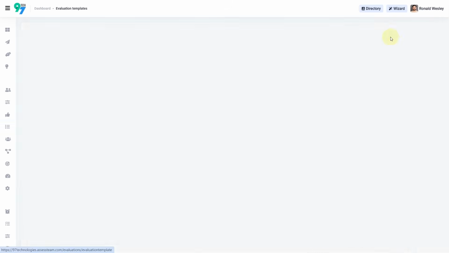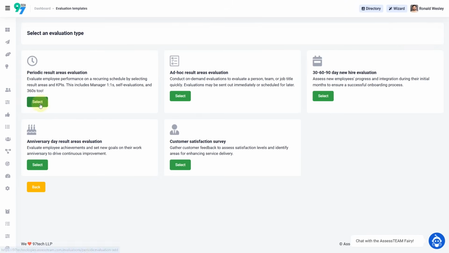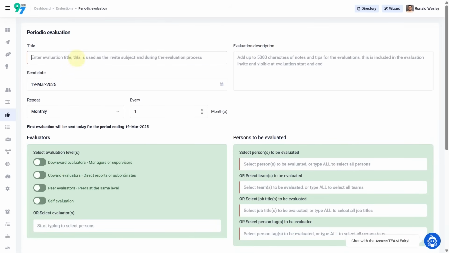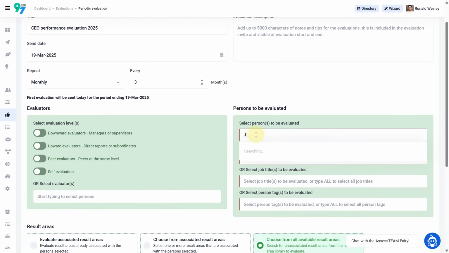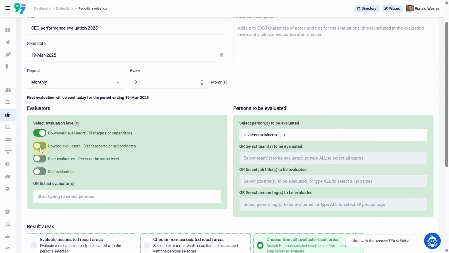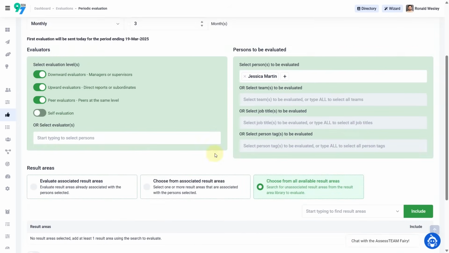Initiate the evaluation using AssessTEAM by selecting the periodic evaluation template, customizing the process to match your organization's strategic objectives, and scheduling evaluations at consistent intervals. Actively engage evaluators from diverse organizational levels, including board members, C-suite executives, and senior HR leaders, ensuring comprehensive, balanced feedback.